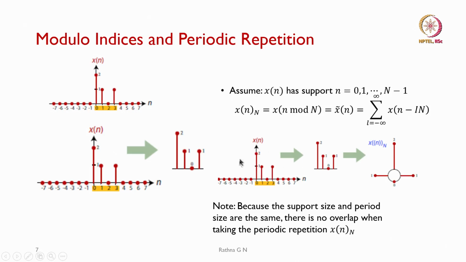This is our x of n that we have taken. When we do the repetition, you will be seeing that the modulo N gives 2, 1, 0, 1. Because the support size and the period size are the same, there is no overlap when taking the periodic repetition of our x of n. So, you will be seeing that it is the same.